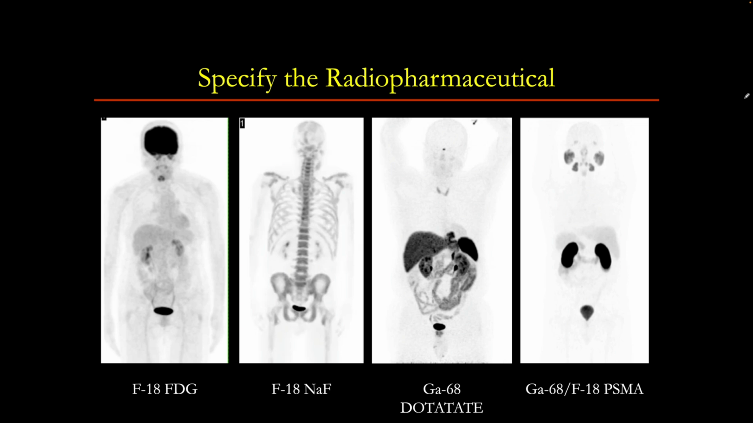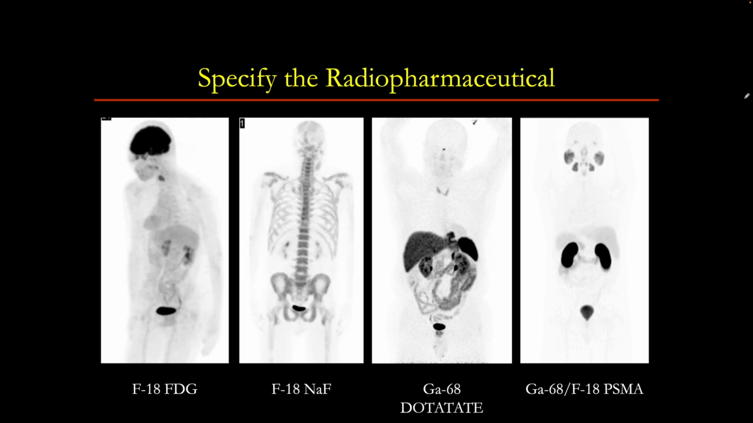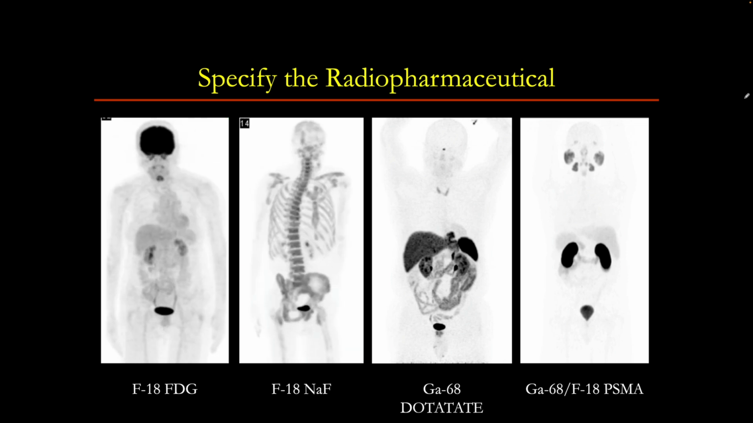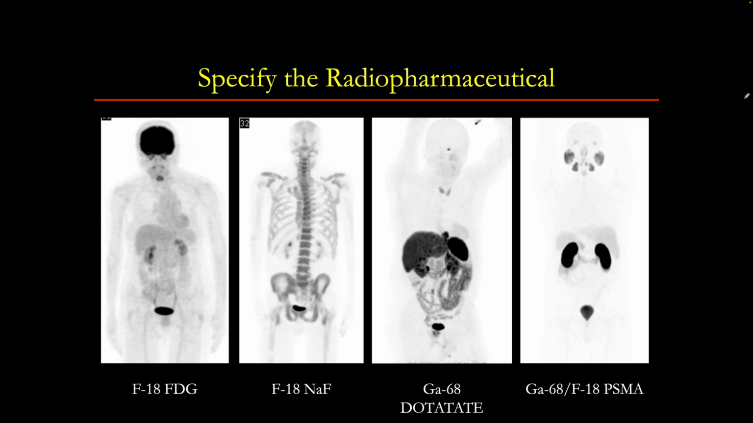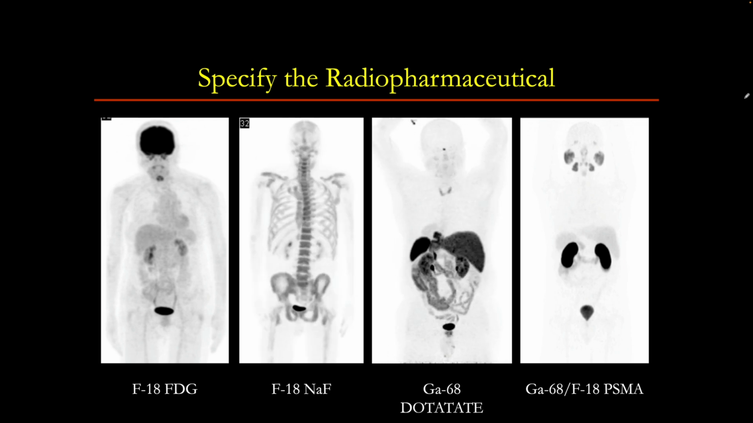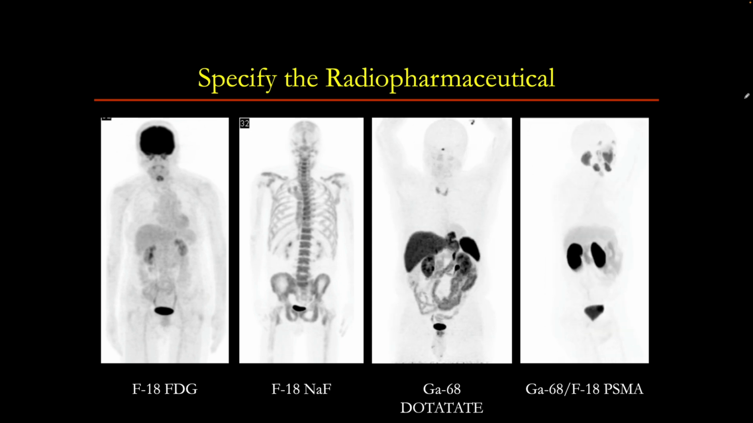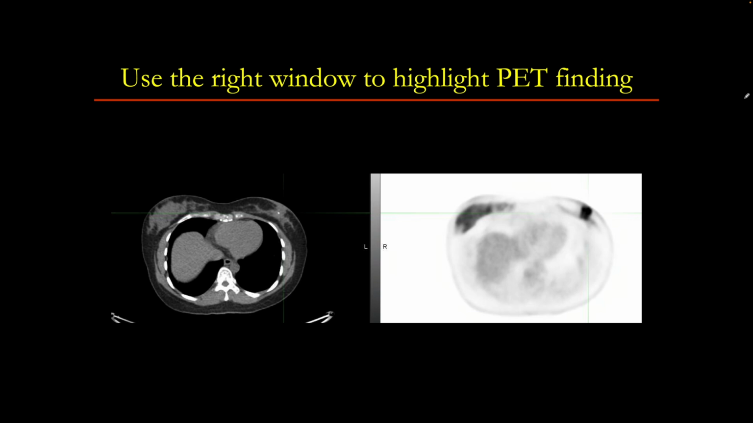So let's start by quickly reviewing the biodistribution. Here is F18-FDG. Next is F18 sodium fluoride, followed by gallium-68 dotatate. You see that characteristic uptake in the pituitary. And then at the end, we have gallium-68 PSMA with characteristic uptake in the lacrimal glands. So start by showing the rotating image in the right intensity. And when you're talking about it, specify which radiopharmaceutical was used.